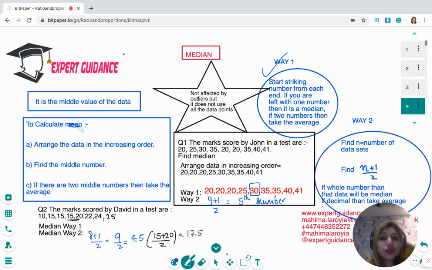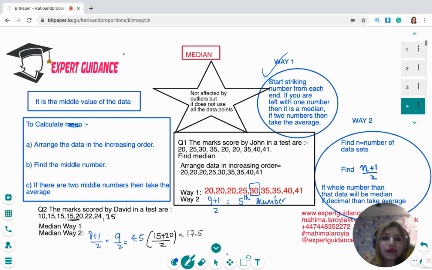Now, is median good or bad? Median is not affected by the outliers, but as you can see, it is just looking at the middle number. So it is not using all the data points, so it is not as reliable as the mean.